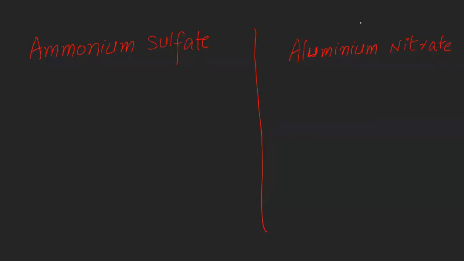In these examples, we see that ammonium and sulfate, the cation and anion, are both polyatomic. Similarly, aluminum and nitrate: the aluminum is monoatomic, but nitrate is polyatomic. So let's work on that. From the table I've shown you before, we see that ammonium is NH4. So you write NH4, and because ammonium is +1, we write plus.